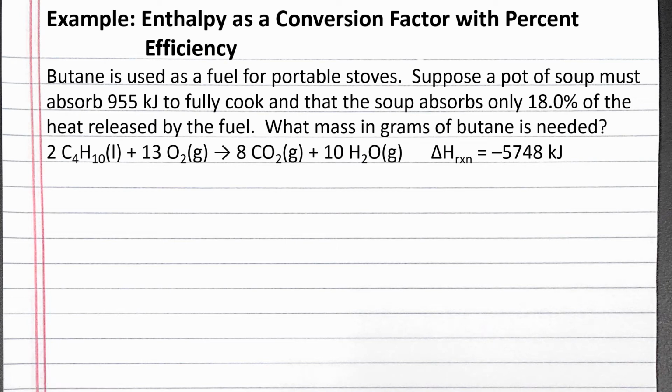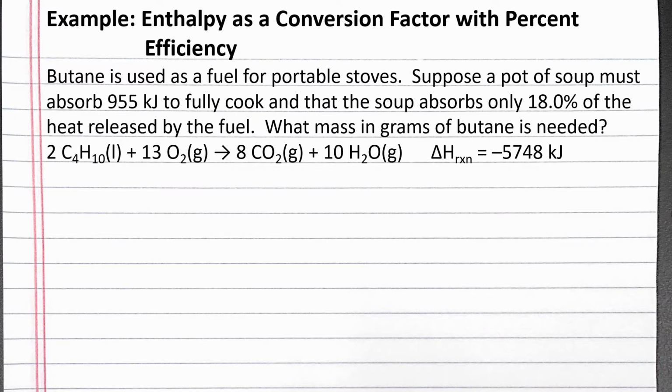In this example, we use enthalpy as a conversion factor in dimensional analysis after taking into account percent efficiency. Our problem reads, butane is used as a fuel for portable stoves. Suppose a pot of soup must absorb 955 kilojoules to fully cook, and that the soup absorbs only 18.0% of the heat released by the fuel. What mass in grams of butane is needed?